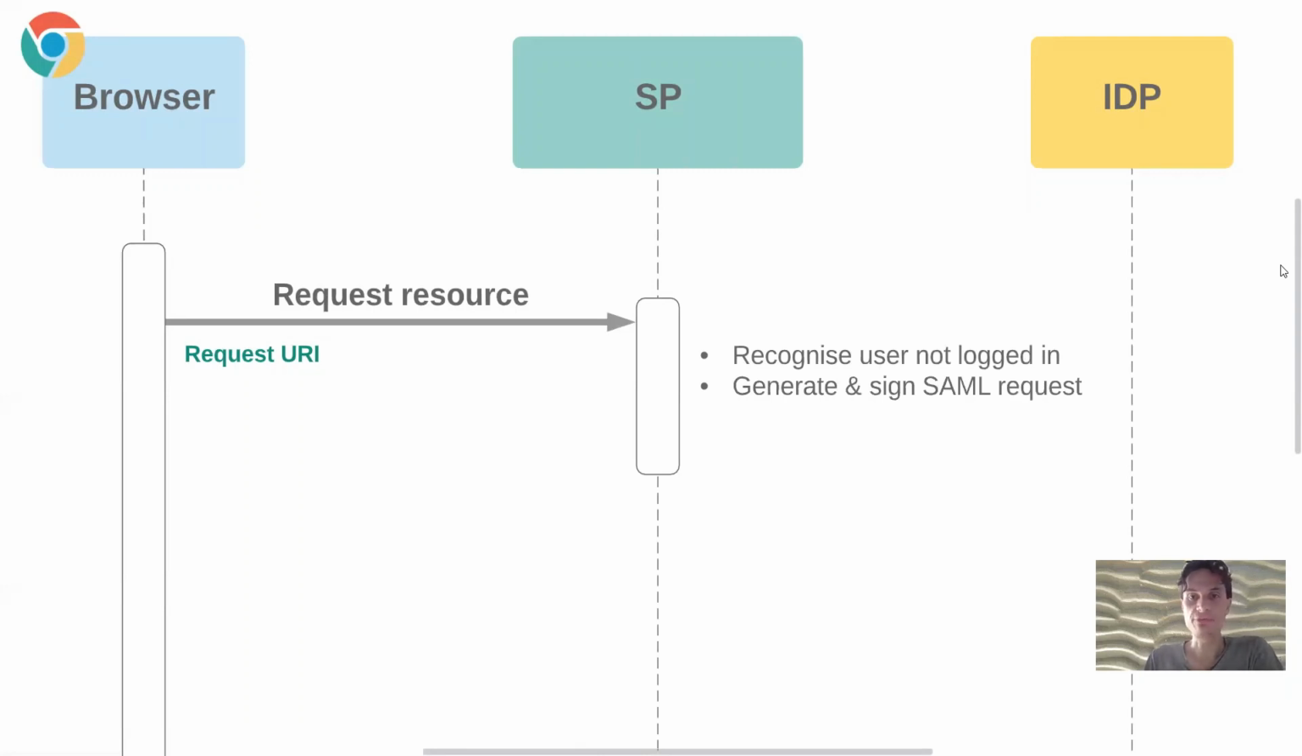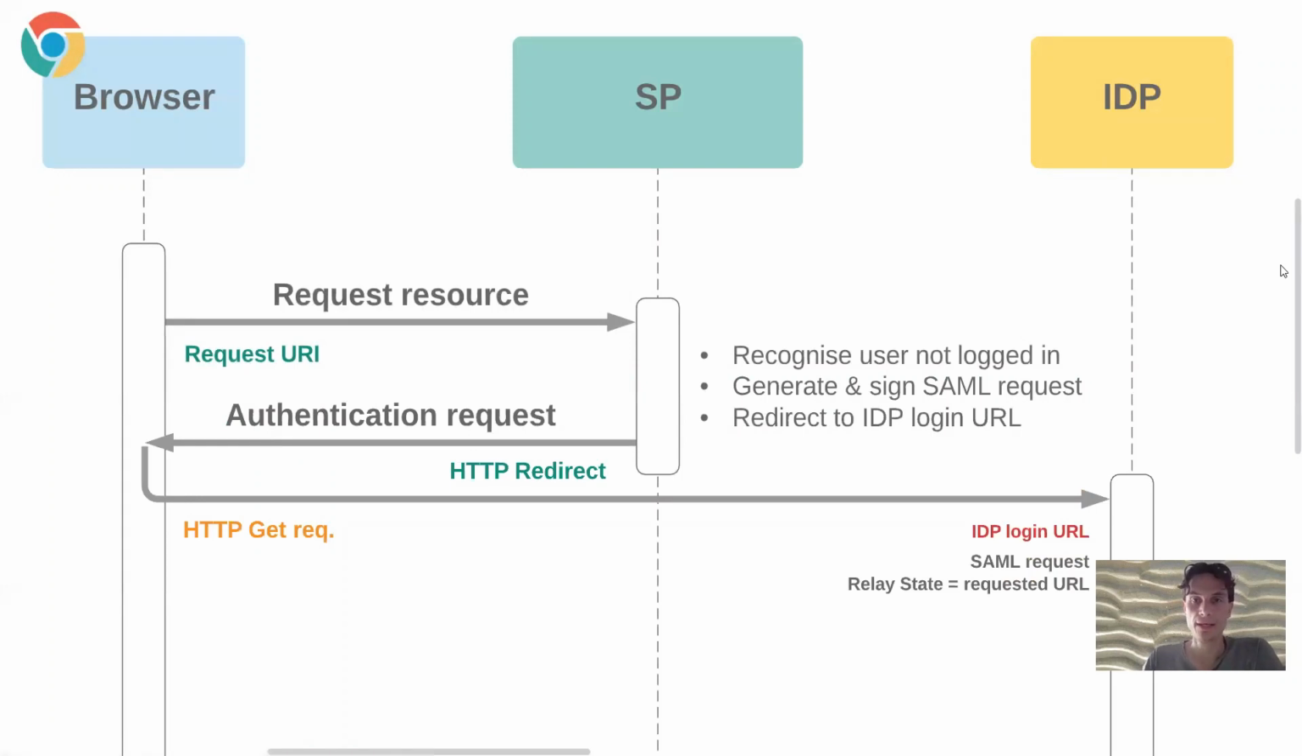So the service provider will then generate a SAML request. This is a set of attributes and a structure that the identity provider understands, which is a request for this user to be authenticated. The service provider will then redirect to the login URL from the identity provider that's configured in the service provider, with that SAML request. There are a few attributes that are set, which I've just called out here.